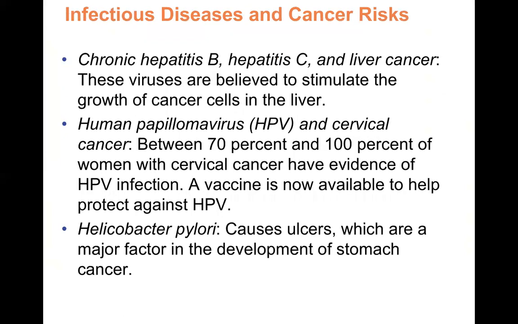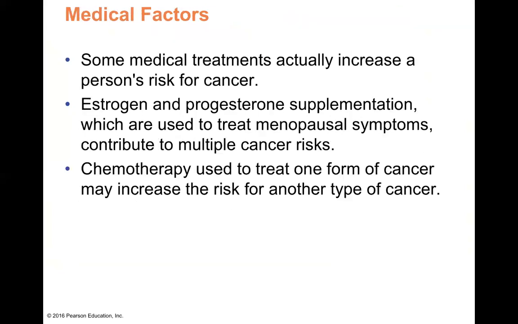Infectious disease, you'll hear about this: chronic hepatitis B and C and liver cancers. These can actually stimulate the growth of cancer cells. HPV is part of the reason why they're promoting the vaccine. Between 70% and 100% of women with cervical cancer have evidence of an HPV infection. So that's something to think about. And exposure to ulcers and certain types of bacteria can, again, cause inflammation and then lead to cancer.